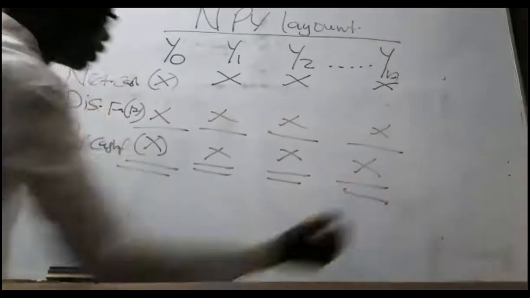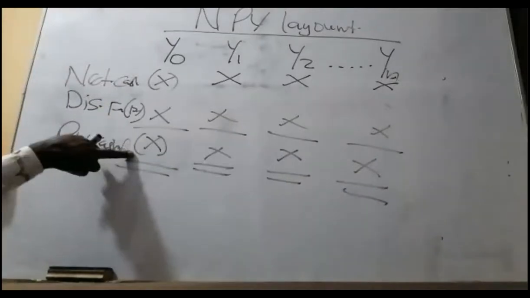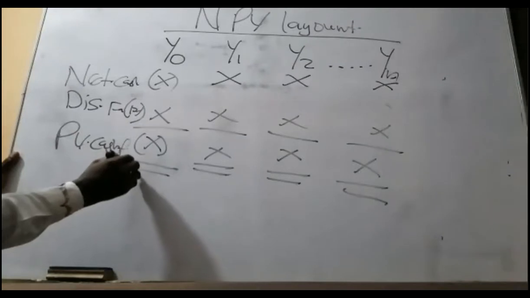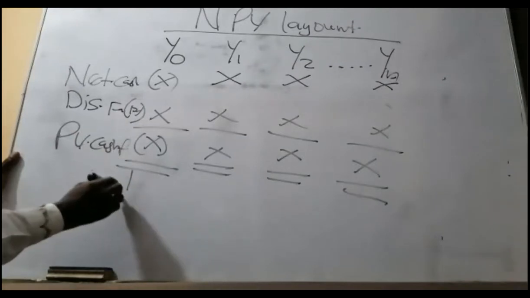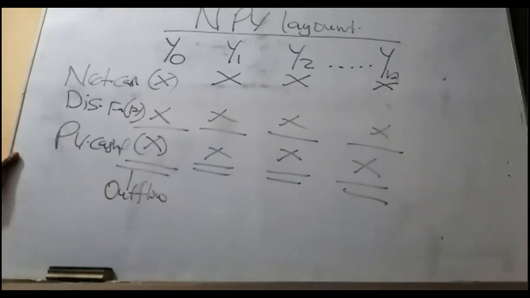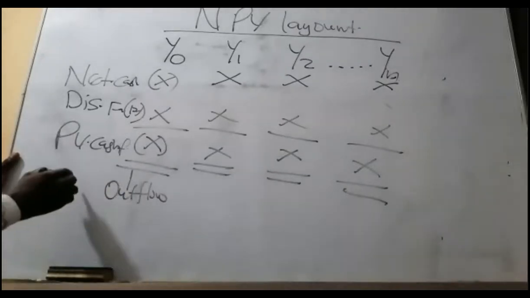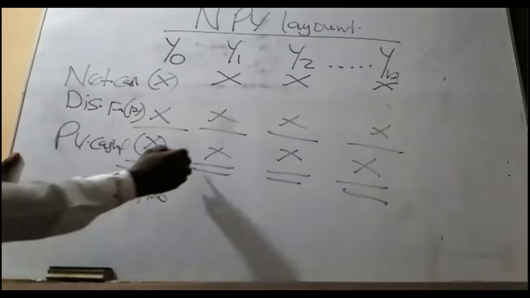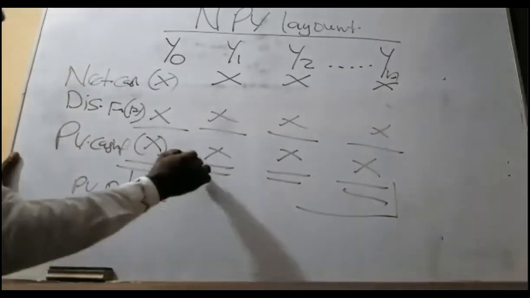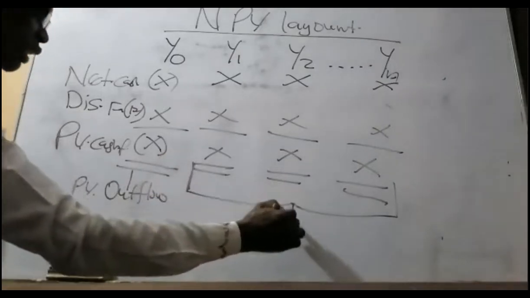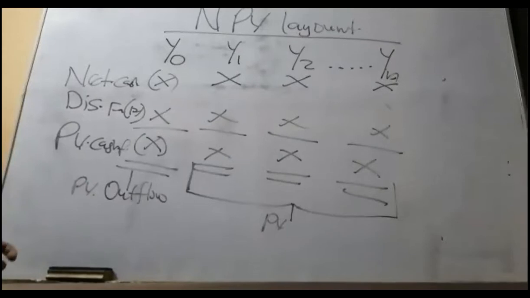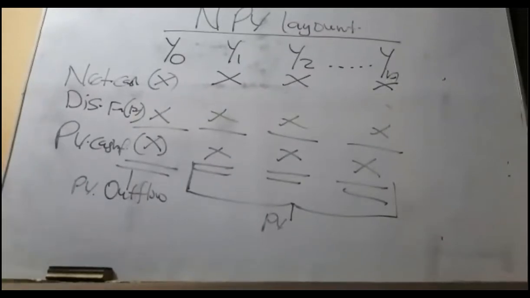So finally, this is the outflow. Have you seen the PV of outflow? So present value of outflow. Then all these will be the inflows. So all these are the inflow, the PV of inflows.